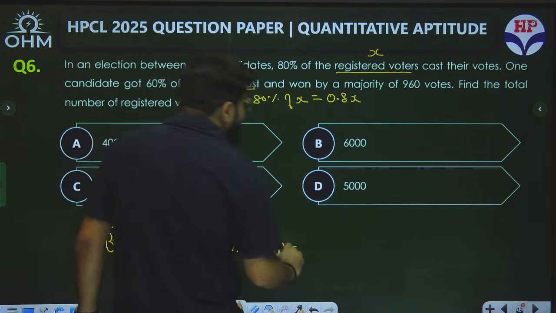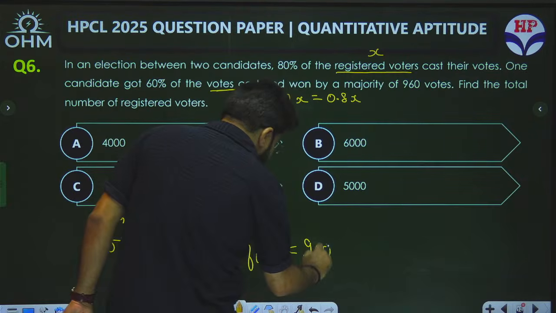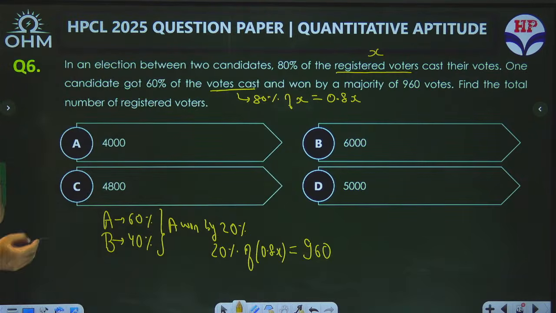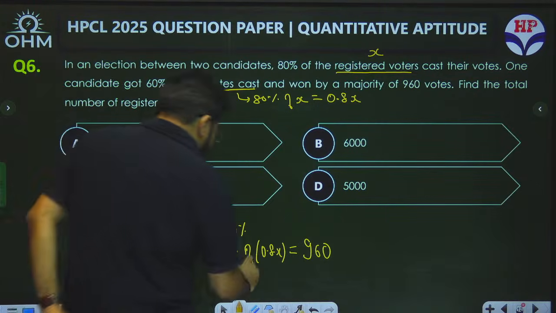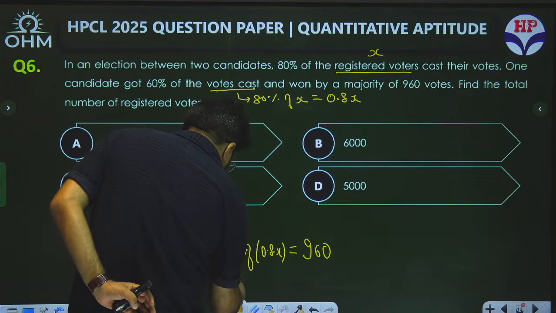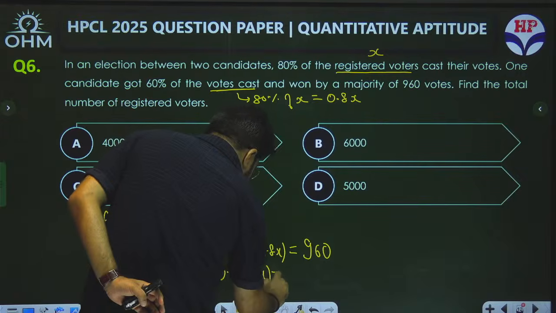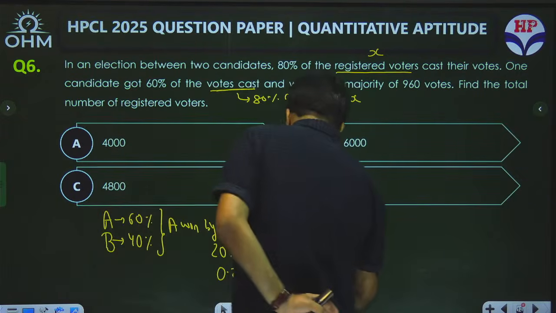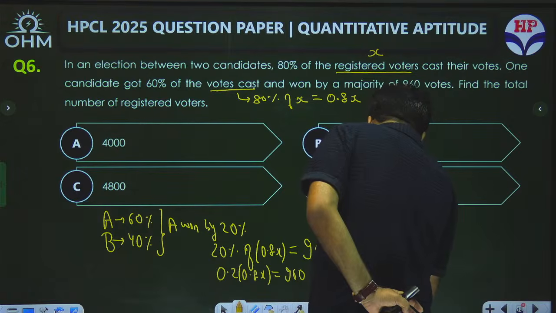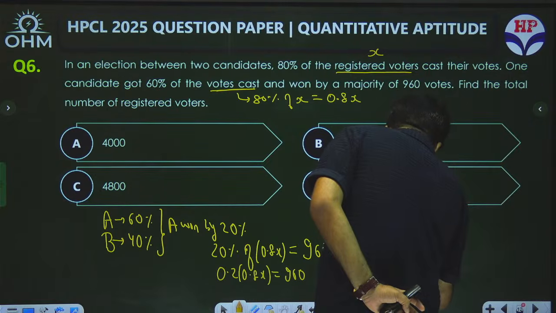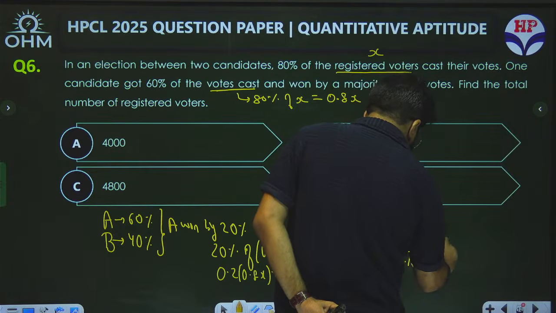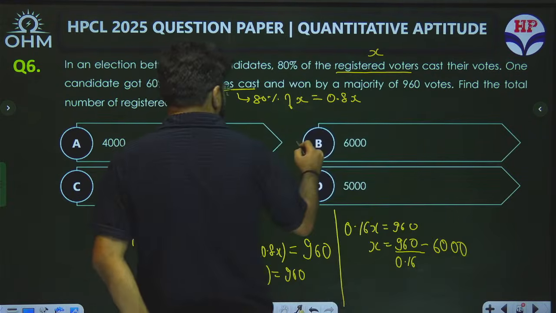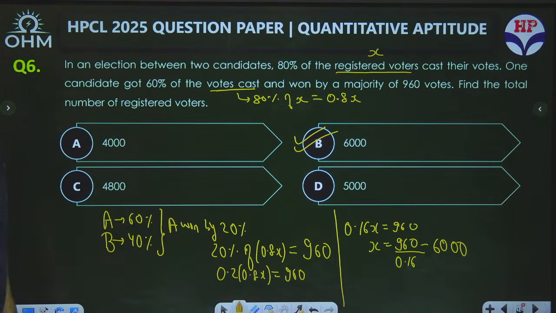How many votes were cast? 0.8X. This is actually equal to how much? 960. That is what is given. What is the total number of registered voters? That is the question. That is X, registered voters, I told X. So 20% means 0.2. 0.2 into 0.8X is equal to 960. So what is left? 0.16X is going to be 960. And hence the value of X is 960 divided by 0.16. Two zeros from here, 96 by 16 is going to be 6, and 000, 6000. Okay, answer is 6000. X is equal to 6000.